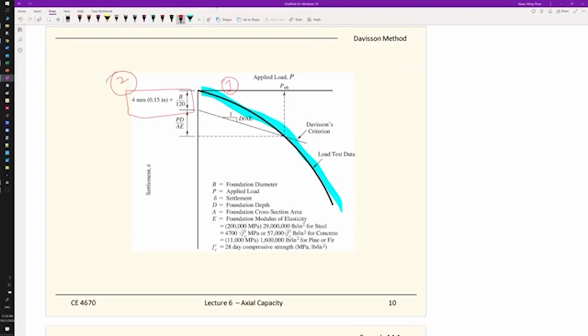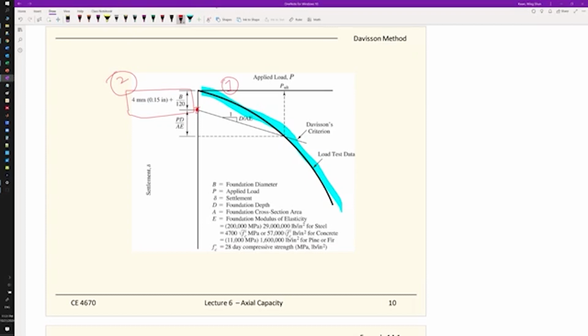This is purely empirical. So the Davidson method is purely empirical. Again, the purpose is they try to pick somewhere at the midpoint and have some guidelines for you to do that, such that you can use one point for analytical analysis. So this y-intercept, if you use the SI unit, it will be 4 millimeters plus B, the foundation diameter, divided by 120. If it's the British unit, that would be 0.15 inch plus B over 120 again. So you get the y-intercept. That is the second point.